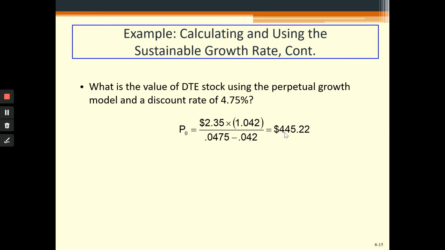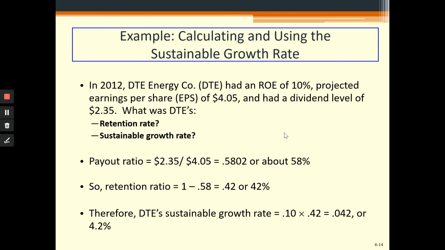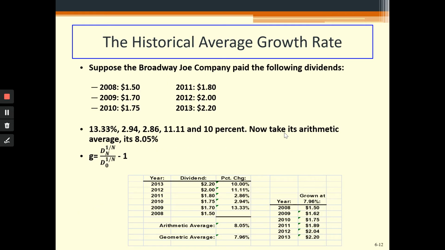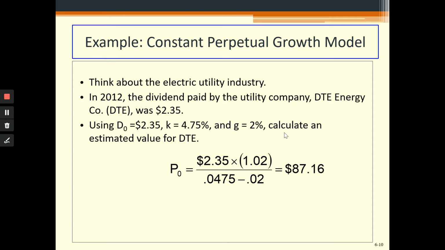So this could be very surprising, because with the previous approach, the price of the share turned out to be only $87 if you use the growth rate of 2%. So finding the appropriate growth rate is very important.